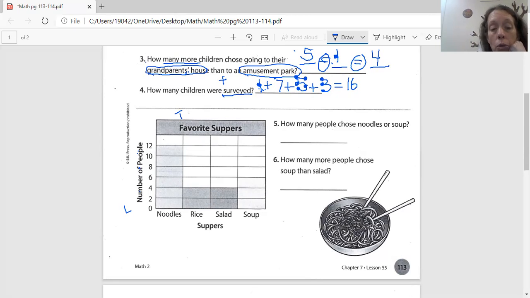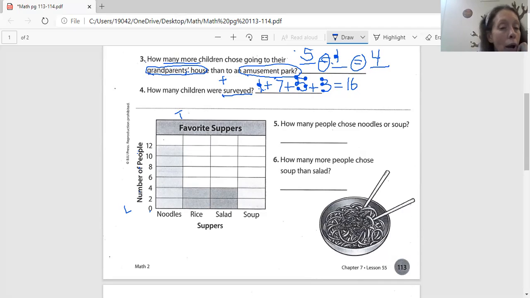We start 0, 2, 4, 6, 8, 10, 12. Did I count by ones? No, I didn't. I counted by twos. So I need to be careful. If I just count my bars, I'm not going to get the right answer. If I count rice and I count 1, 2 bars, but I trace my number over, that's not right. That's why it's important to not count your bars. Always important to trace your line over, okay?